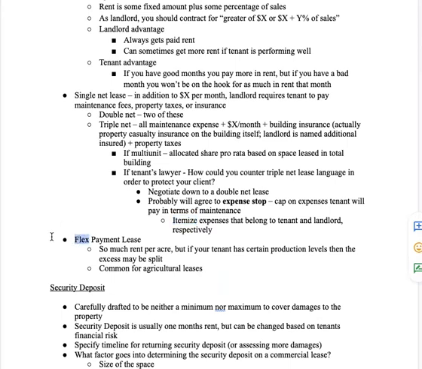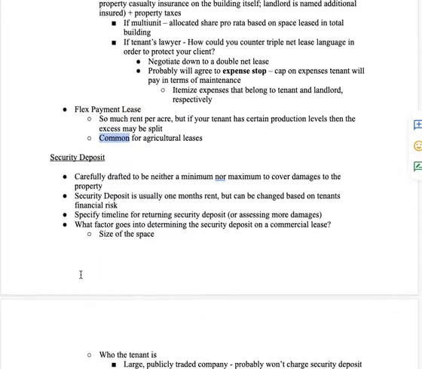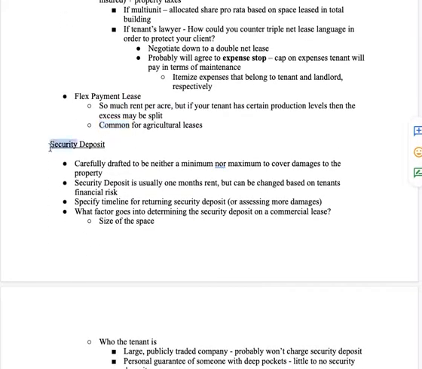Next is a flex payment lease. So that's where you pay so much rent per acre, but if your tenant has certain production levels, then the excess rent may be split between landlord and tenant. So this is common for agricultural leases. Next, we'll talk about security deposits.